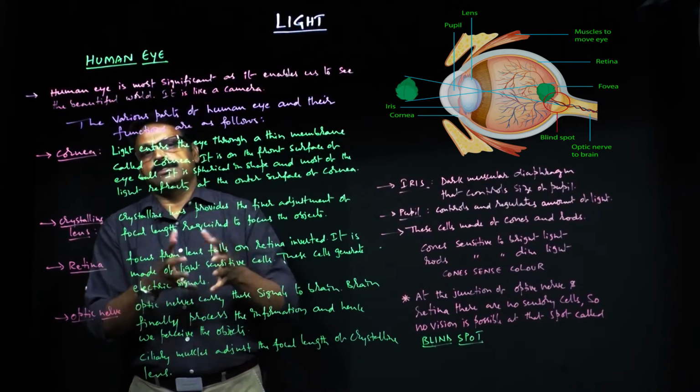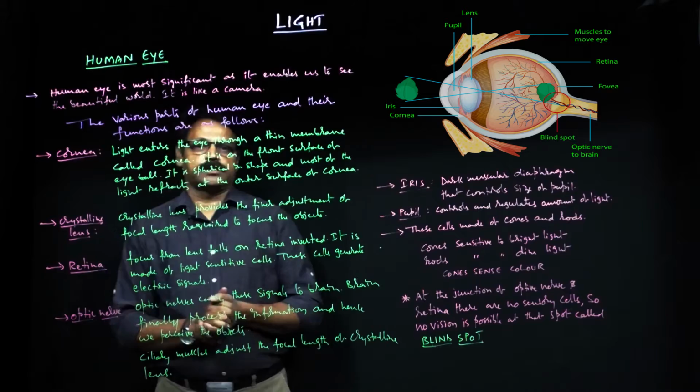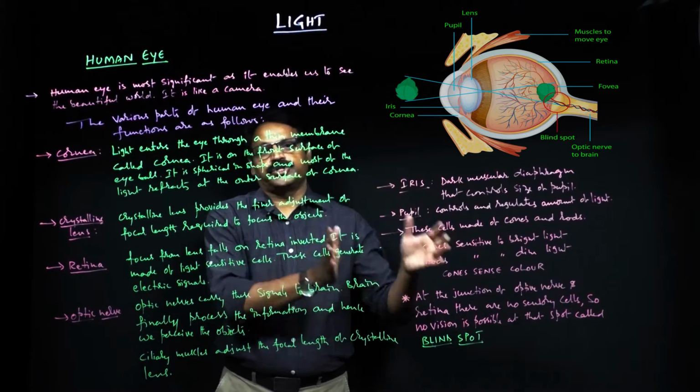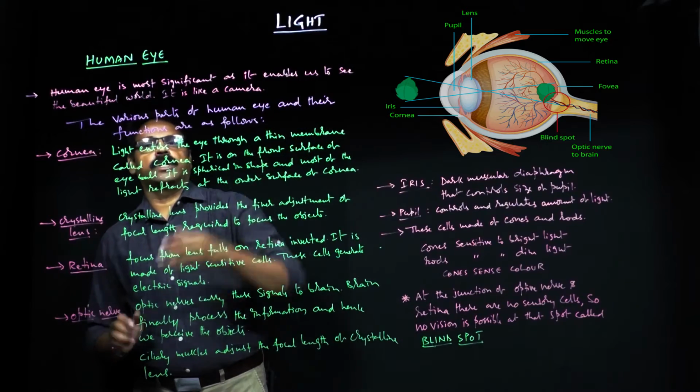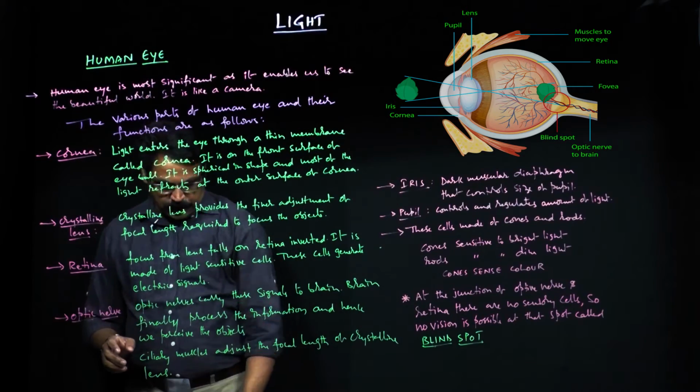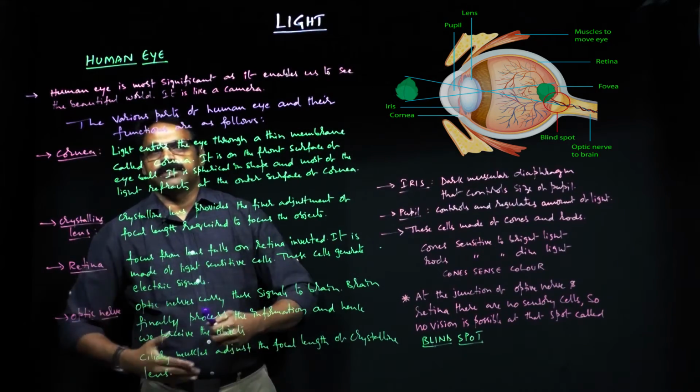And how does this exactly work? How does the eye function? That is what we are to learn. So the various parts of the human eye and their functions are as follows. One after the other we'll just look at.